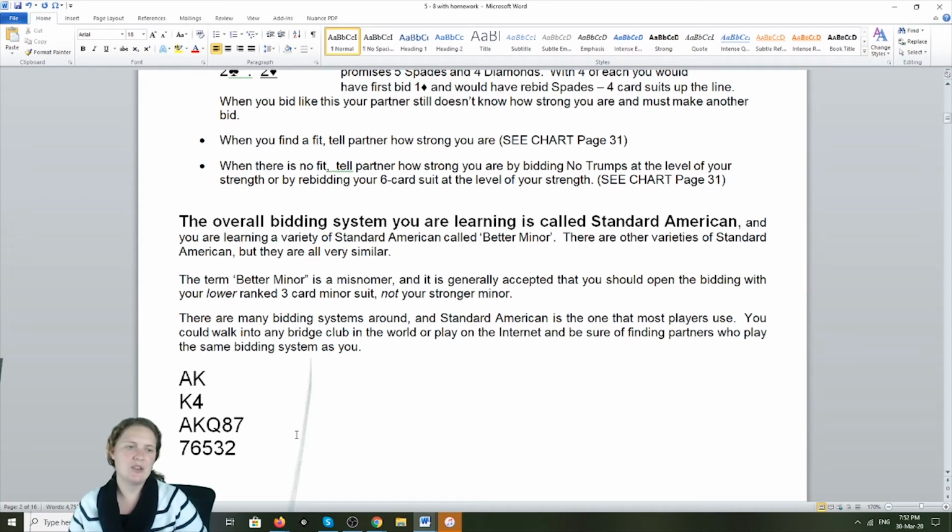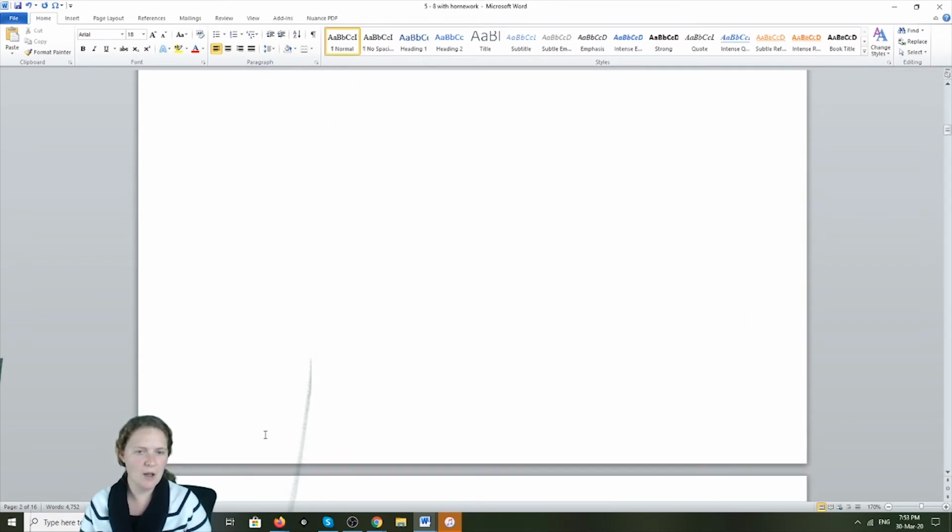So here we'd actually open 1 diamond. Just to clarify, at this stage, you've got 4 cards in both suits. Here what you should be opening is clubs, although this one will actually change next week when we learn our next bit on no trump openings as well.